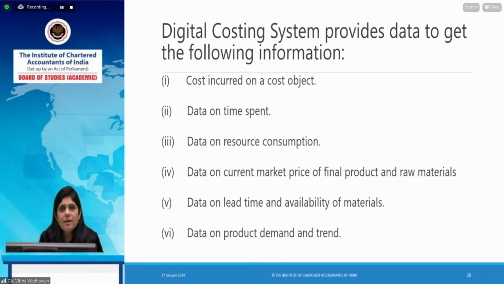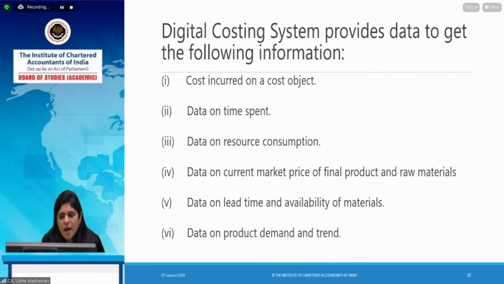So whatever cost is incurred on that cost object, everything is provided by the digital costing system. Data on time spent. How much time is spent on that product to make that product? Data on resource consumption. What all resources are used? What all raw material is used? What are the types of raw materials which are used for this cost object, product A? What all labor is used? What type of labor is used to produce product A? So what all are the resources which are used to produce that cost object?